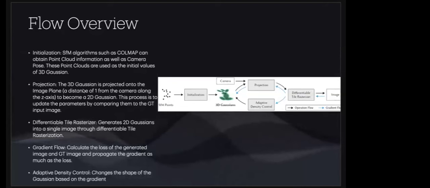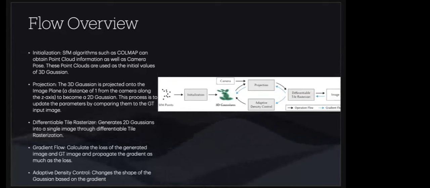So now that we are generating the 2D Gaussians into a single image, where we are basically differentiating the tile rasterization, the main part about this is the gradient flow, where we calculate the loss between the image and the ground truth. One of the things which changes, and which we'll also look at in the upcoming slides, are the optimization techniques, where the Gaussian changes shape based on the gradients, and also decides what the color or hue should be.